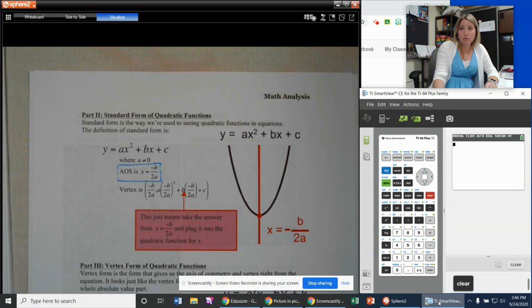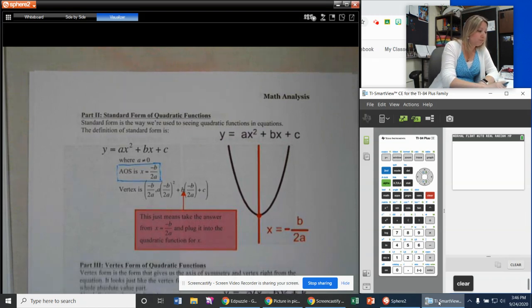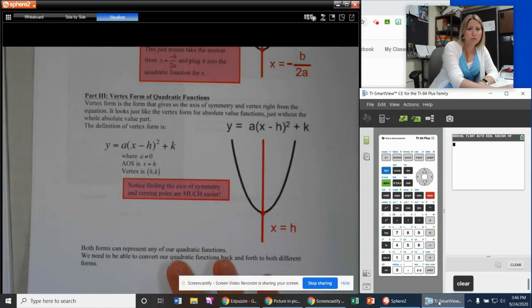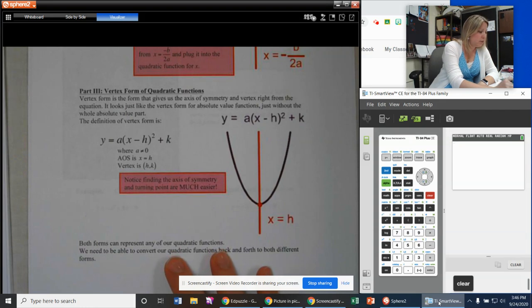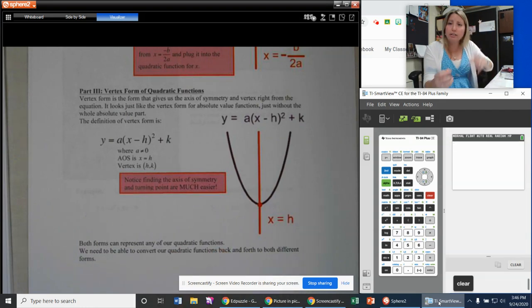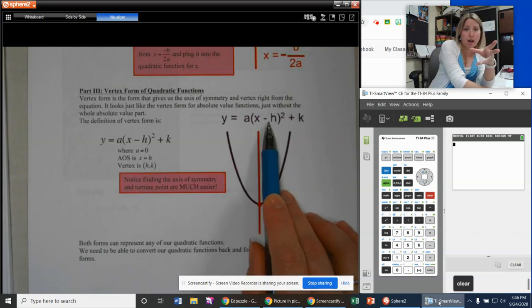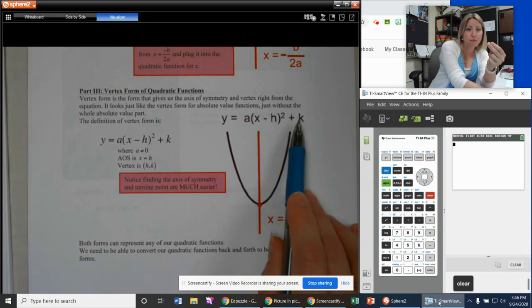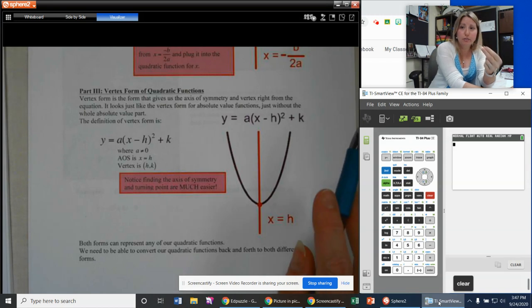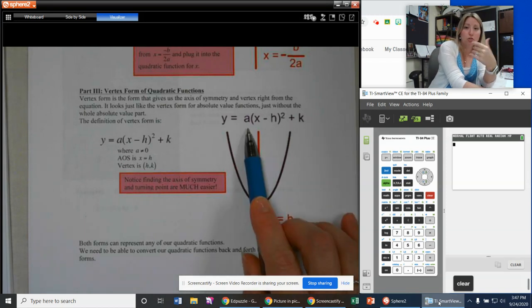Now, here's where the vertex form is almost a little easier. And I know converting into vertex form is not easier, but the vertex form interpretation, look at it. It's just like that absolute value function that we were just doing, where this is the opposite sign of the value of the vertex. This is the correct sign of the value of the vertex. So HK is your vertex. This is your rate of change of the quadratic.